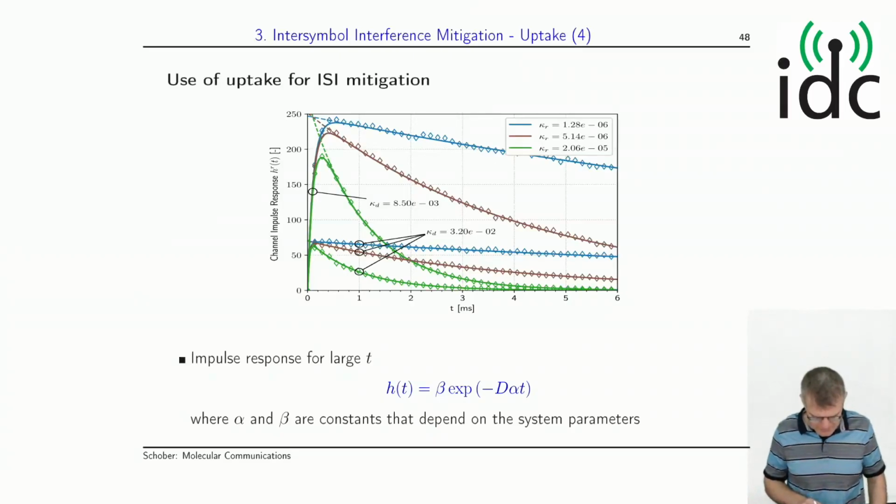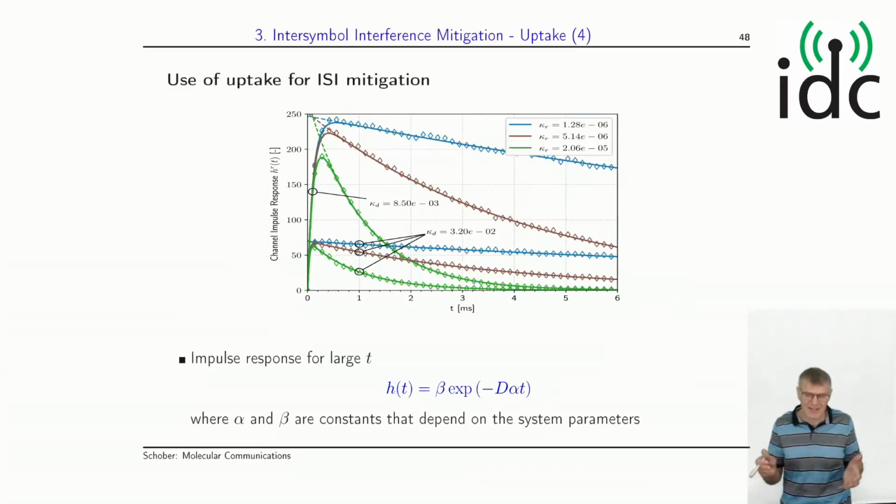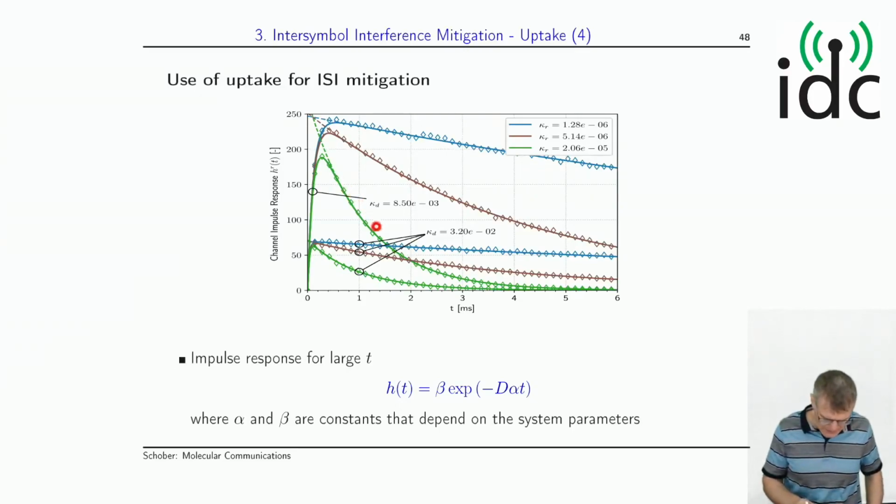So let's first look at the family of these three curves, which share the same desorption coefficient, for different reuptake coefficients. And what you can clearly see is that the larger this reuptake rate, right? So this green curve has the largest reuptake rate. This has the smallest reuptake rate. The larger the reuptake rate, the more particles are removed, or the faster they are removed from the environment, and the faster our impulse response decays here, right? So you can clearly see this fast decay.